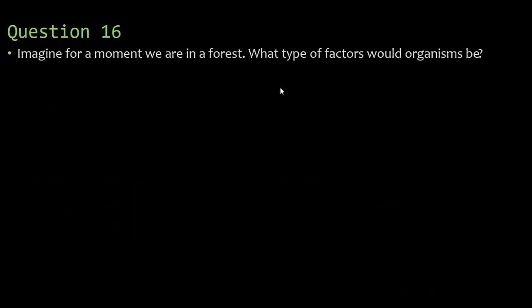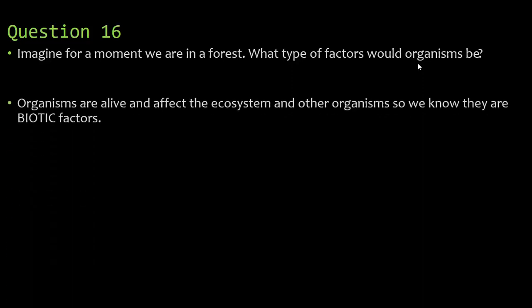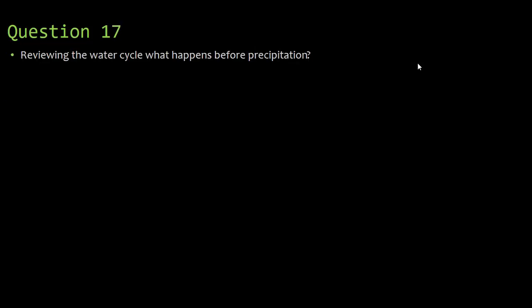Okay, so there's only two types of factors, biotic and abiotic. This is talking about the organisms. It doesn't matter that we're in a forest. This first sentence has no bearing on the question whatsoever. It doesn't matter where we are. This is useless information. What we're focusing on is what type of factors would organisms be? We know organisms are alive. Would that be describing biotic or abiotic? And that's describing biotic factors, bio meaning life or living.